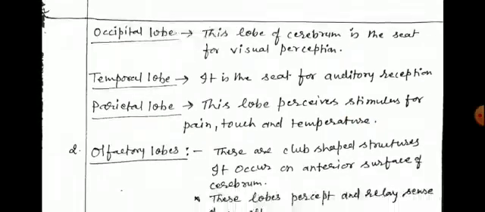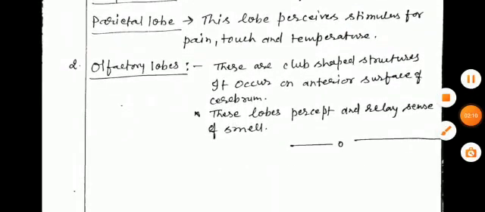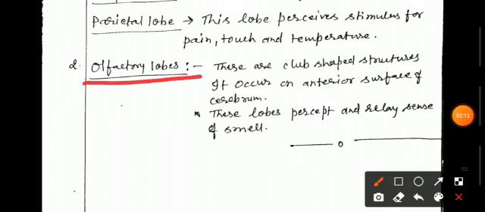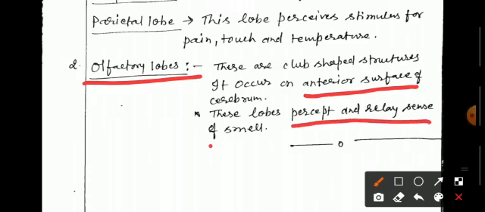The next part of the forebrain is the olfactory lobes. These are club-shaped structures which occur on the anterior surface of the cerebrum. These lobes perceive and relay the sense of smell.